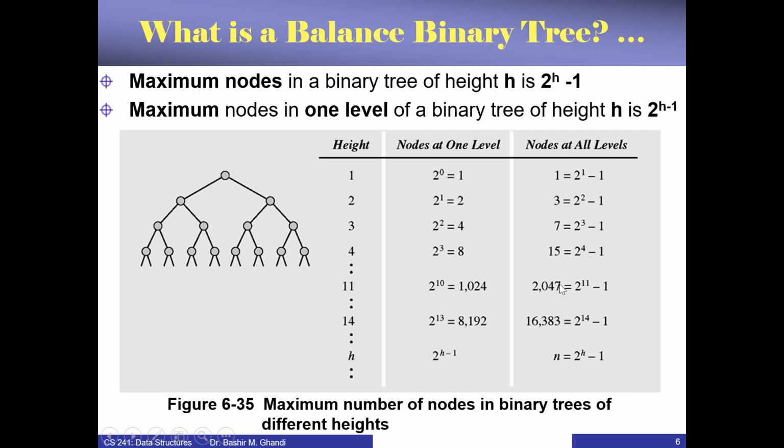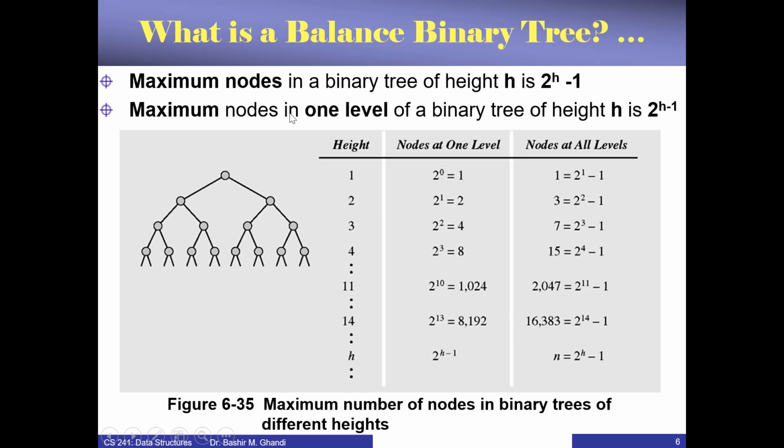Now, if you are to search for an element with these numbers in a linked list with this size, you may have to do 2047 searches. Whereas here, the maximum search you have to do is only 11. And as H increases, the advantage becomes even more. For example, when you have height equal to 14, you will only have to do 14 searches against 16,000 searches in a linked list.